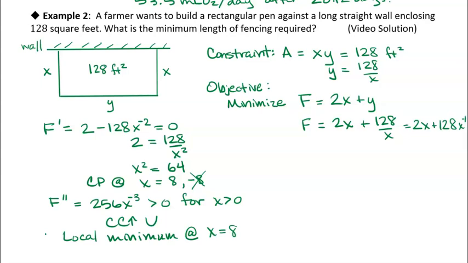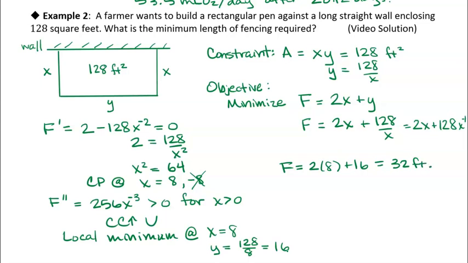Now, we could find y, right? If we wanted the dimensions, y is just 128 over 8. What do we get when we divide 128 by 8? We get 16. So basically we want to build an enclosure that's 8 feet by 16 feet. So the total length of fencing is going to be 2 times 8 plus 16. So we get 32 feet.